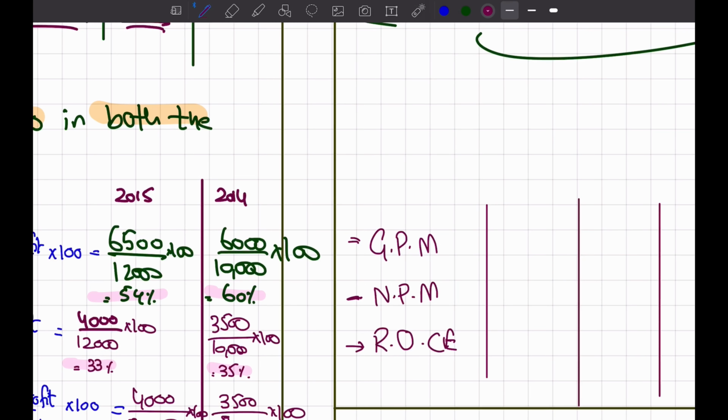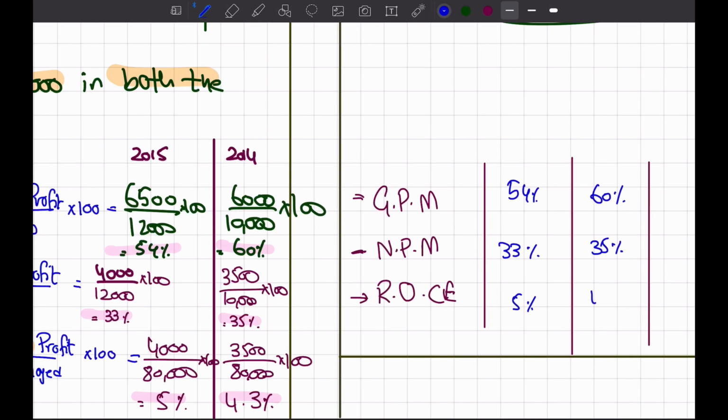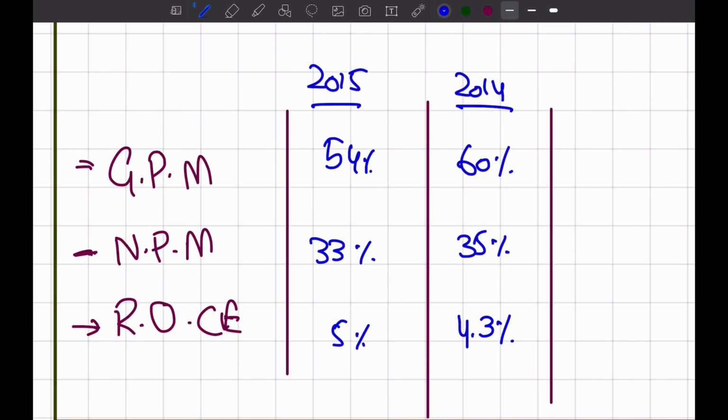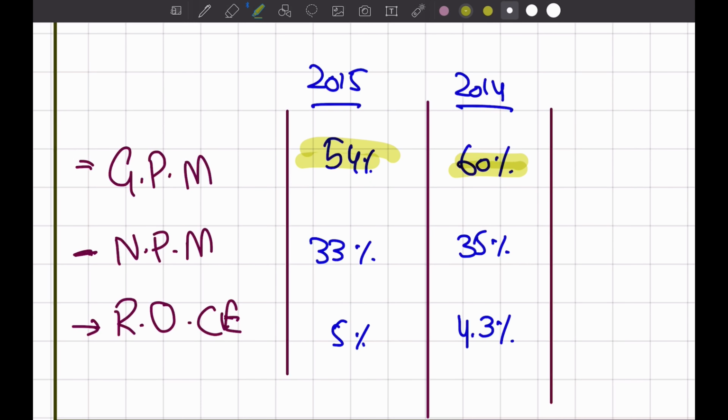So it's quite a simple thing to analyze. 54% and 60%, 33% and 35%, 5% and 4.3%. This one is 2015 and this one is 2014. And if I put my results in front of me, I can see that the gross profit margin has actually decreased. Net profit margin has actually decreased. Return on capital employed has actually increased.